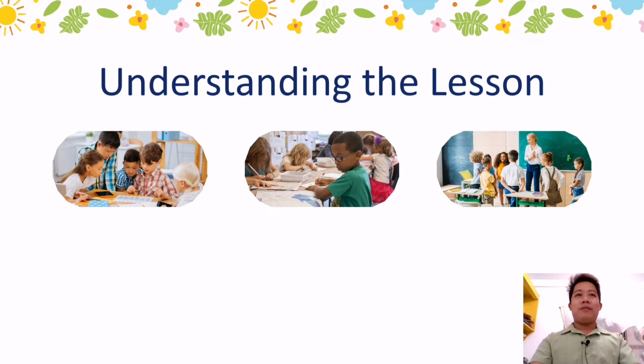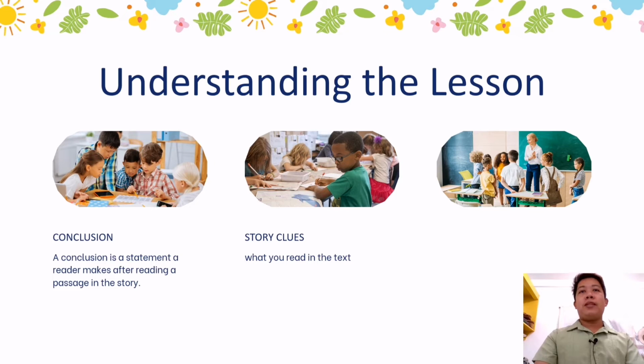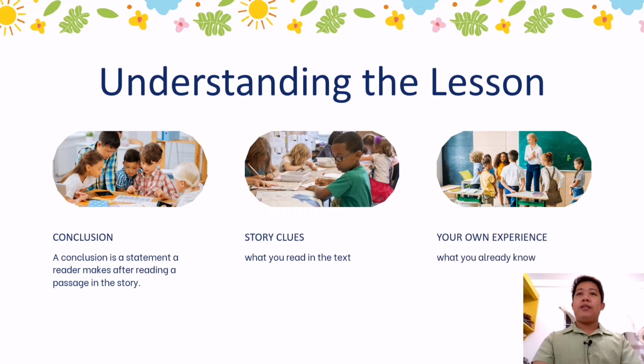Now, let's define what is conclusion. When we say conclusion, it is a statement a reader makes after reading a passage in the story. To draw a conclusion, one can use the story clues and your own experience to figure out things that were not fully explained in a story. When we say story clues, this is what you read in the text. And when you say your own experience, it is what you already know.